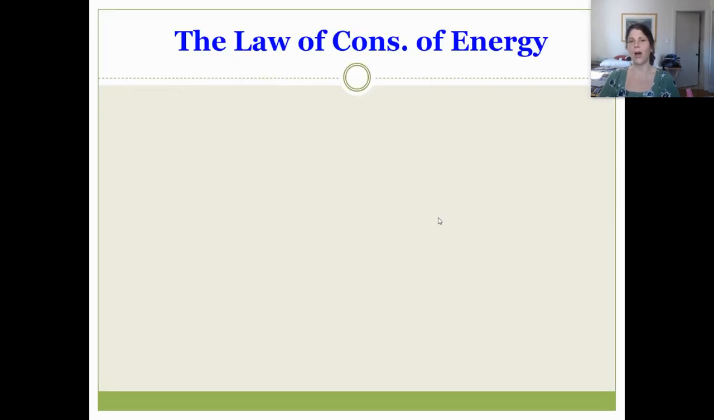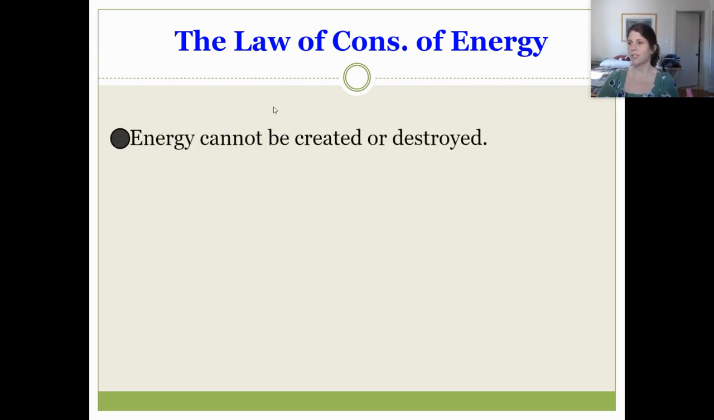So what is the law of conservation of energy? Well, we've talked about the law of conservation of matter, which says mass can't be created or destroyed. But conservation means can't be created, can't be destroyed. And so that's the same thing with energy. The law of conservation of energy says that energy cannot be created and it cannot be destroyed. Make sure you have that definition in your guided notes.